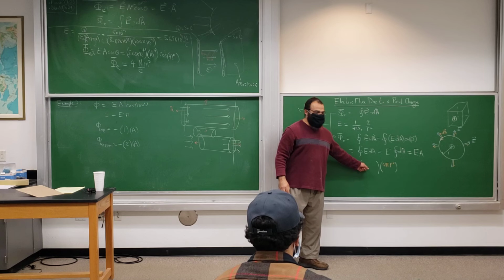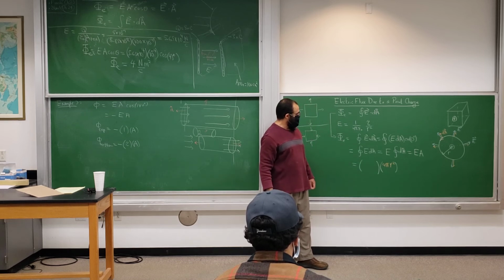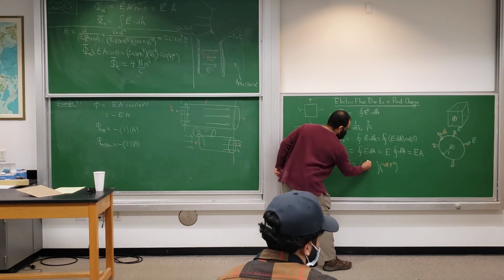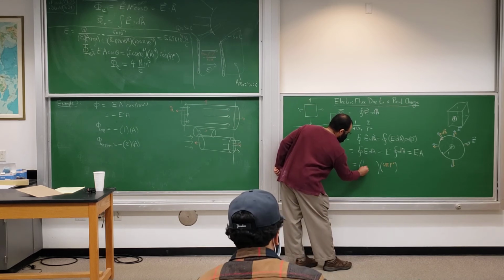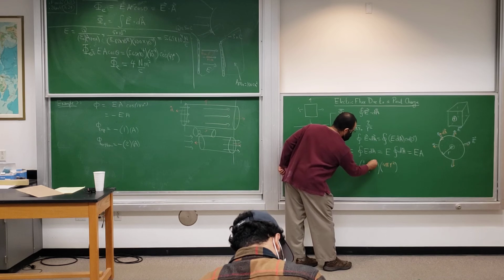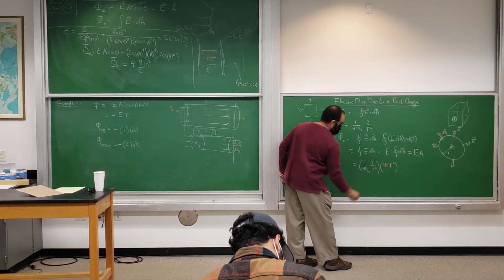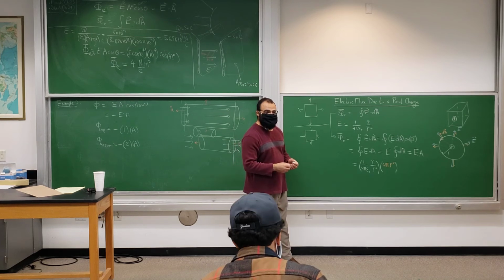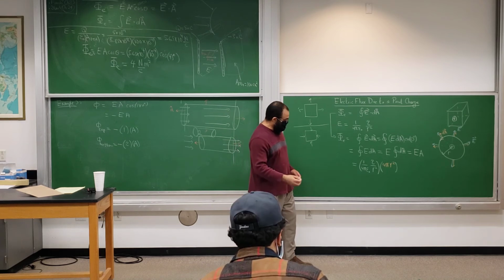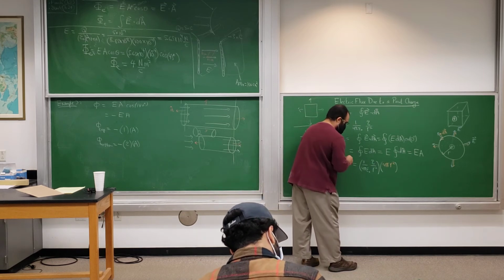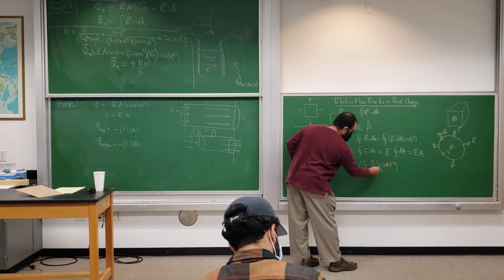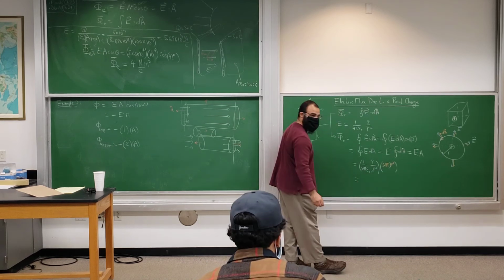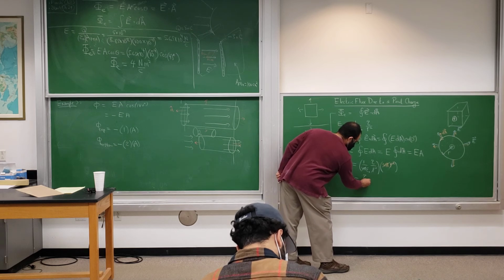And the electric field, what did we say it was? It's 1 over 4 pi epsilon naught, Q divided by r squared. There's a lot of stuff that cancels out. The 4 pi will cancel out, and the r squared will also cancel out. And what do we end up with? Q over epsilon naught.